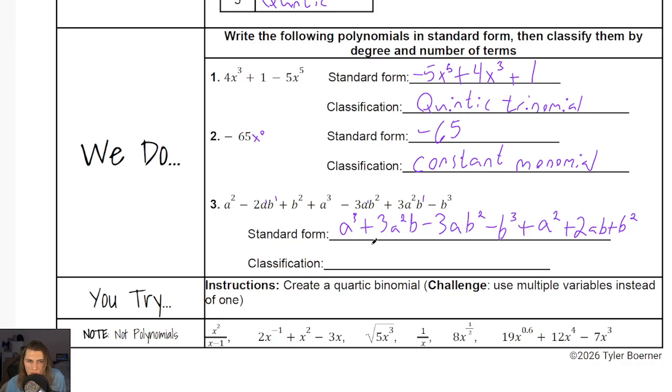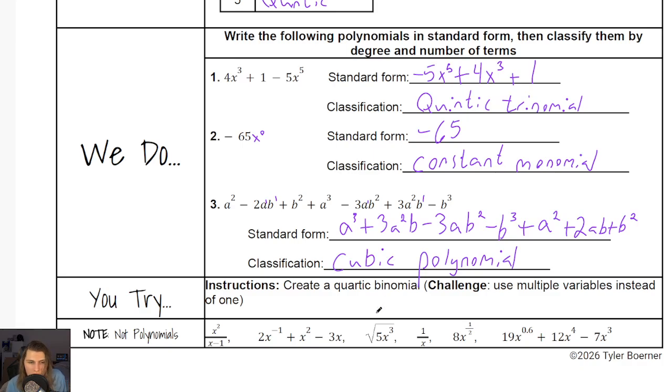Our classification for this, well, our highest degree is 3, so it is going to be a cubic, and it has way more than 4 terms, so we are just going to call it a polynomial. What I want you guys to try before you bring this note packet back is I want you to create a quartic binomial. If you want an extra challenge, please use multiple variables instead of just one.